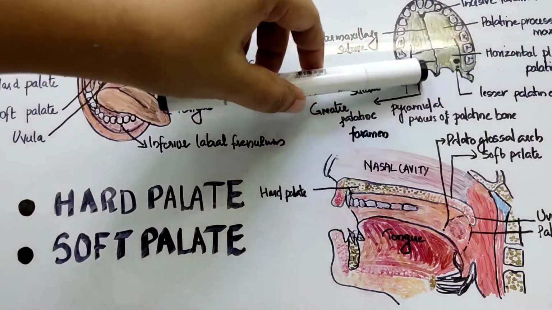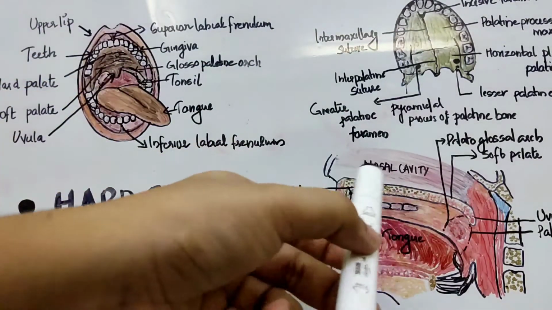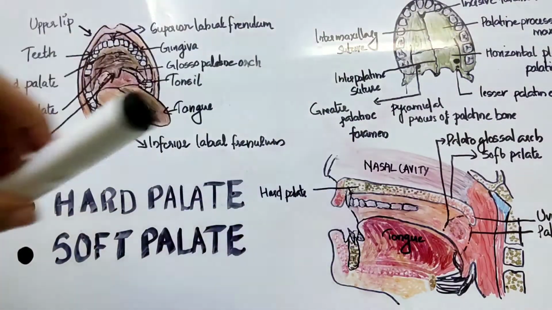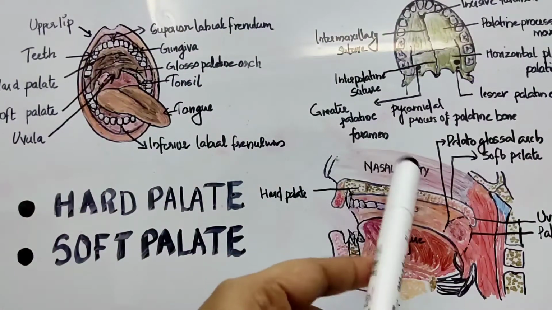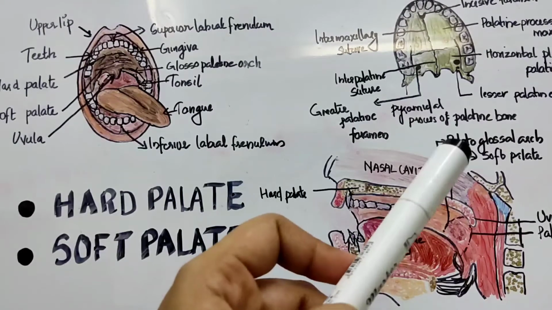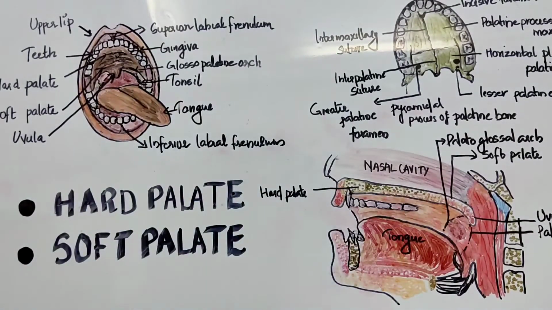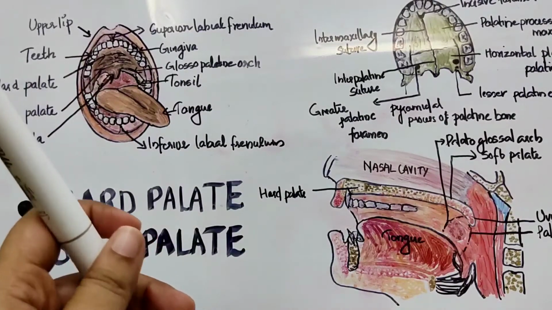The hard palate has two surfaces, the superior surface and the inferior surface. The superior surface forms the floor of the nasal cavity, and the inferior surface forms the roof of the oral cavity. Now we will discuss the vessels and also the nerve supply of the hard palate. First we will discuss the blood supply.